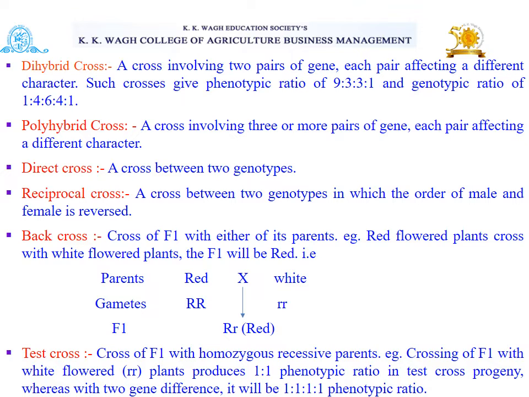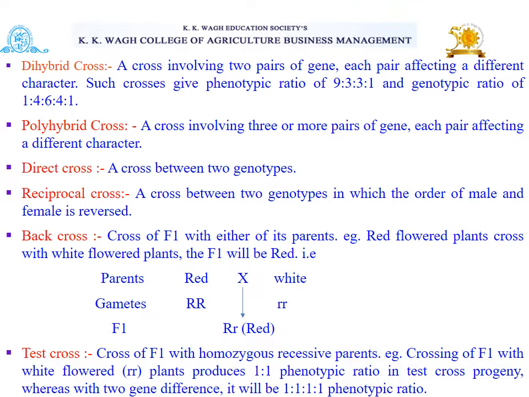Next cross is dihybrid cross. A cross involving two pairs of genes and each pair affecting a different character is known as dihybrid cross, and such a dihybrid cross gives a phenotypic ratio of 9 is to 3 is to 3 is to 1, and the genotypic ratio obtained from dihybrid cross is 1 is to 4 is to 6 is to 4 is to 1. Then next cross is polyhybrid cross. A cross involving three or more pairs of genes and each pair affecting a different character is known as polyhybrid cross.